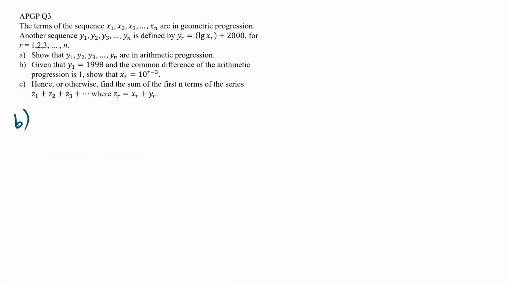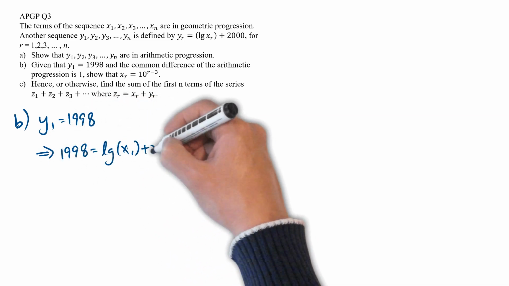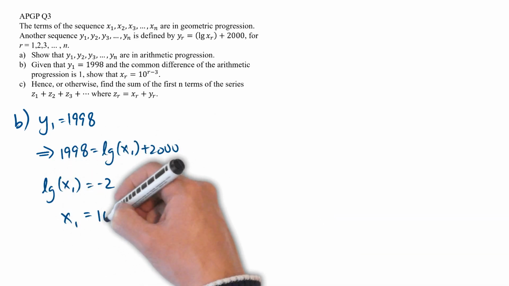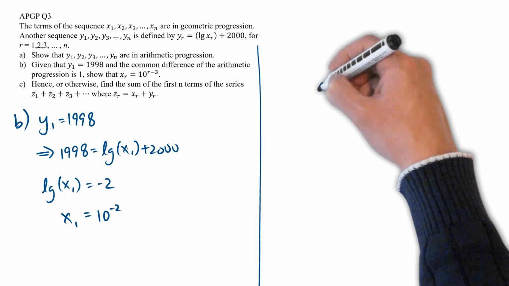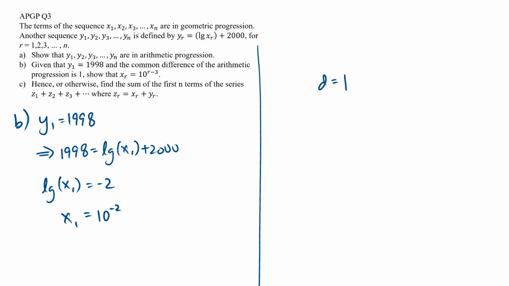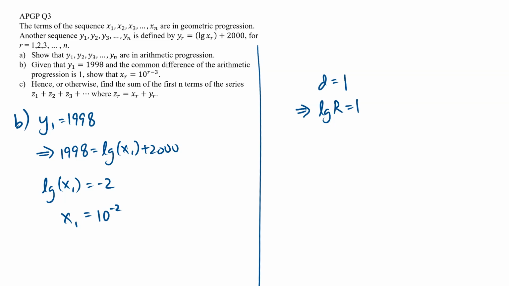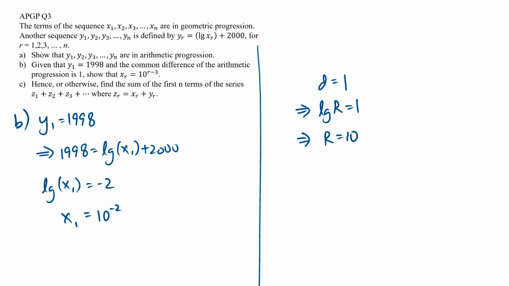In part B, we are given that y1 is equal to 1998, and therefore we can make use of this value to find the corresponding x1 value by substituting 1998 into our yr equals log of xr plus 2000 equation. Eventually, we will arrive at x1 equal to 10 to the power of minus 2. Also, we are given that the common difference d is equal to 1. Based on what we have shown earlier, we know that the common difference in the arithmetic progression is equal to log capital R, which means log of capital R must be equal to 1, and therefore capital R, our common ratio, is equal to 10.